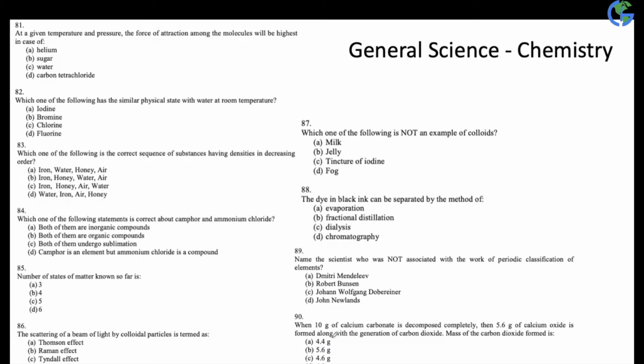Similarly, if you see in chemistry also, questions like which of the following is the correct sequence having density in decreasing order. So highest density, lowest density is of air, right? Then it is water, then honey, then iron. So B. So you have to choose accordingly. Like which of the following has a liquid physical state at room temperature, right? So iodine is completely solid, chlorine is sometimes gas. Here bromine is the answer, where it remains liquid at room temperature. So the questions you see are not difficult, but they need a brush up of those things again, right?